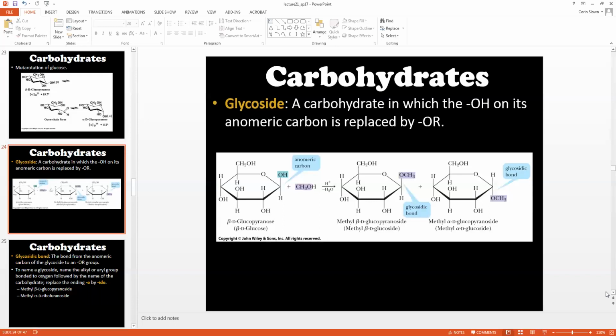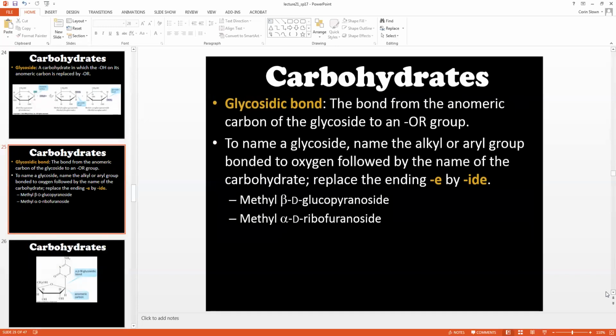The simplest way to do this would simply be by the addition of methanol. If I added methanol, I could form the acetal or a glycosidic bond. Notice I still have my beta and my alpha positions. The glycosidic bond, thus, is going to be the anomeric carbon of the glycoside and an OR group.